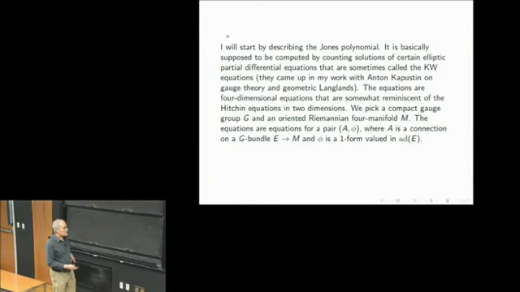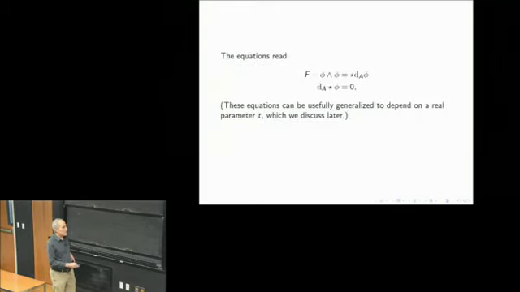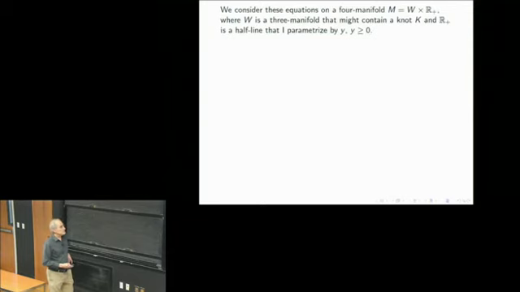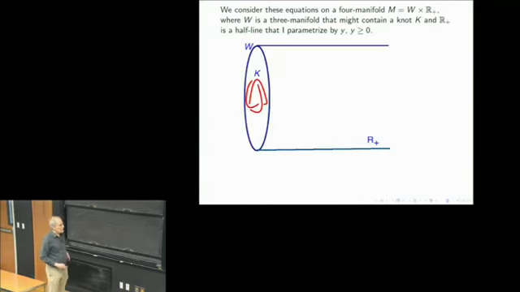these equations for a pair, a gauge field and a 1-form valued in the adjoint bundle. You don't have to know a lot about them, but they exist. They're elliptic partial differential equations. And we'll study them on a 4-manifold that's the product of a 3-manifold times a half-line, where the knot will be in the 3-manifold. So the half-line will be parameterized by a variable y, which is non-negative. So I've drawn the picture here. W is the 3-manifold. The half-line goes off to infinity. And there might be a knot in W.